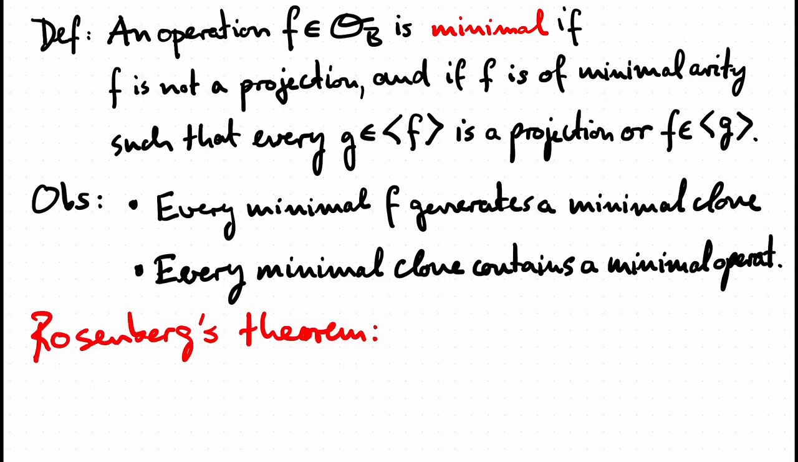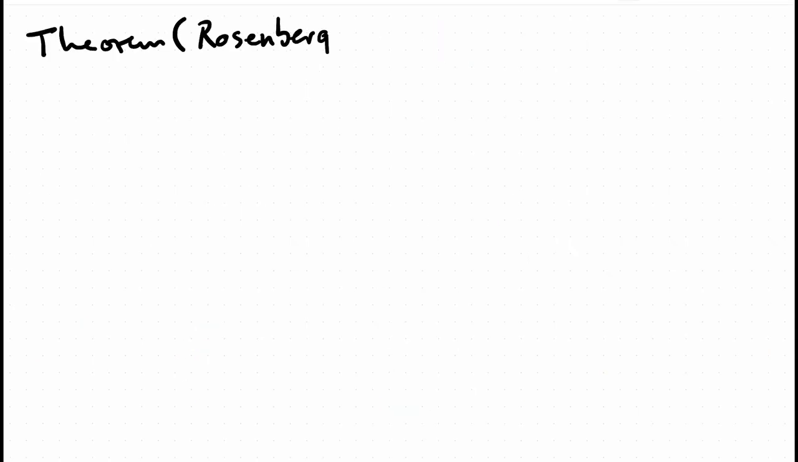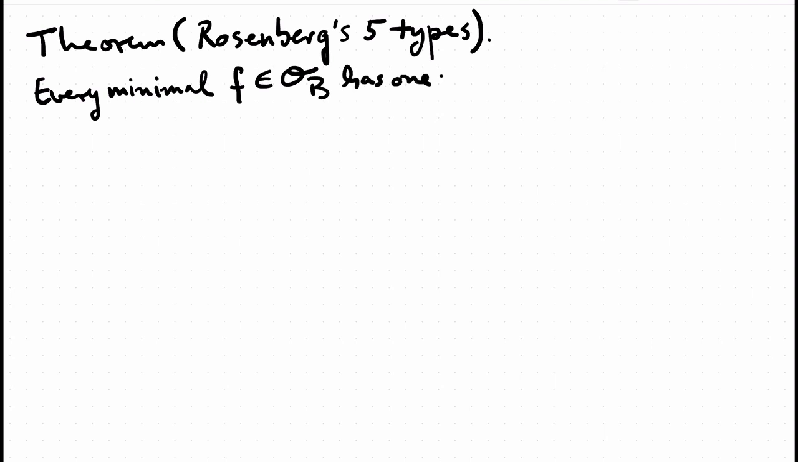Now, Ivo Rosenberg's 5 types theorem provides a classification of minimal operations. Actually, it's not quite a classification, because in some of the cases we gain very little understanding about the minimal clone, so I rather call it a pre-classification. Rosenberg's theorem states that every minimal operation is of one of the following 5 types.